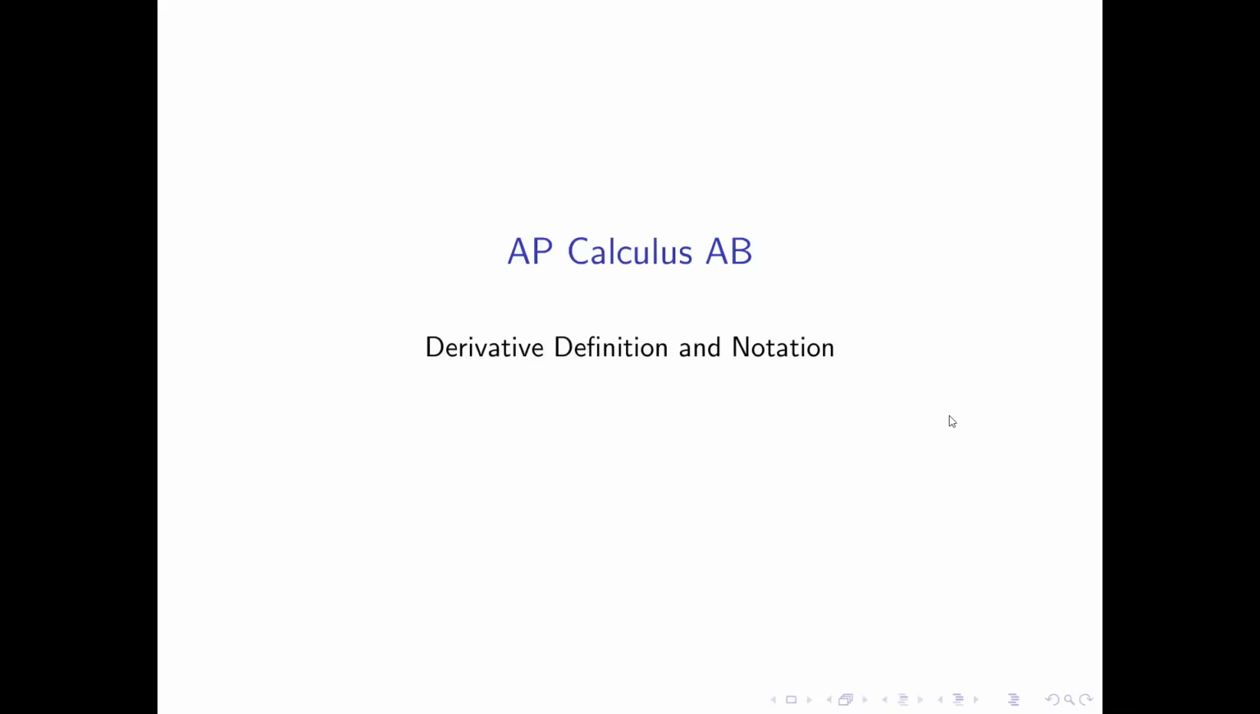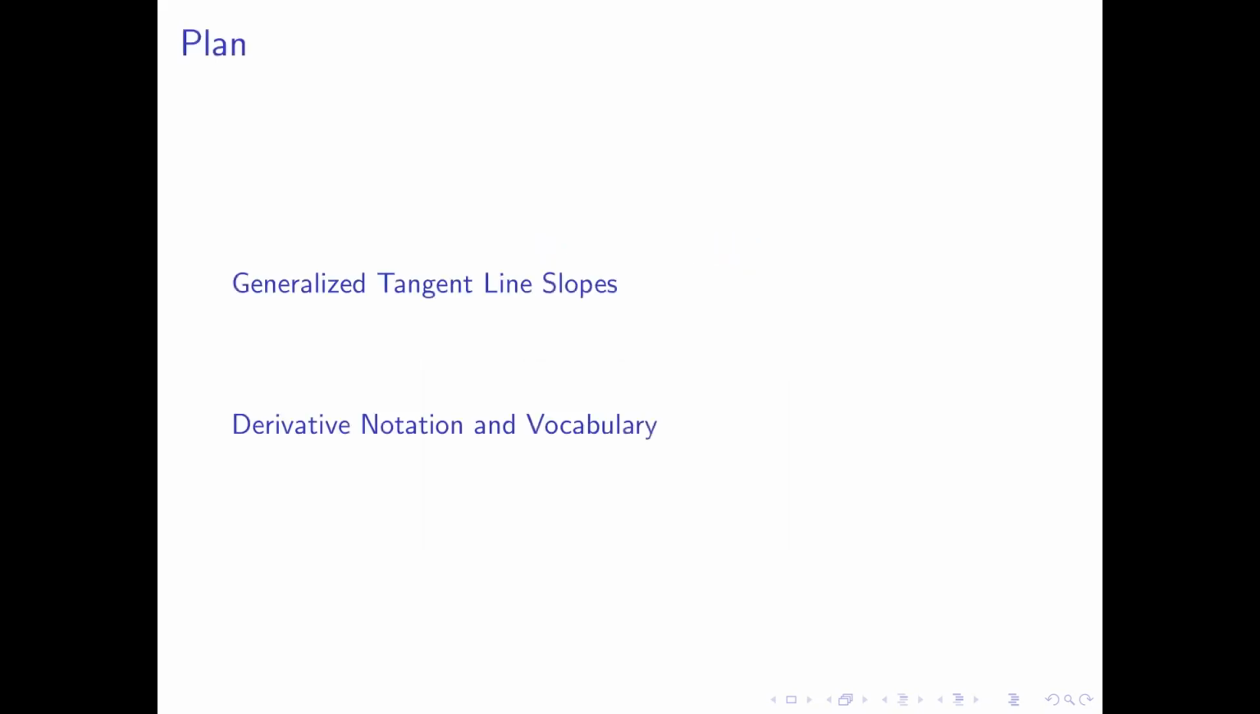We're now going to take a look at something called a derivative. We'll define what this is, and then we'll introduce some notation for incorporating it into our mathematical work. We'll begin doing this by generalizing the idea of a tangent line slope a little bit. And then we'll say what a derivative is, we'll introduce some notation and some vocabulary to go along with it.